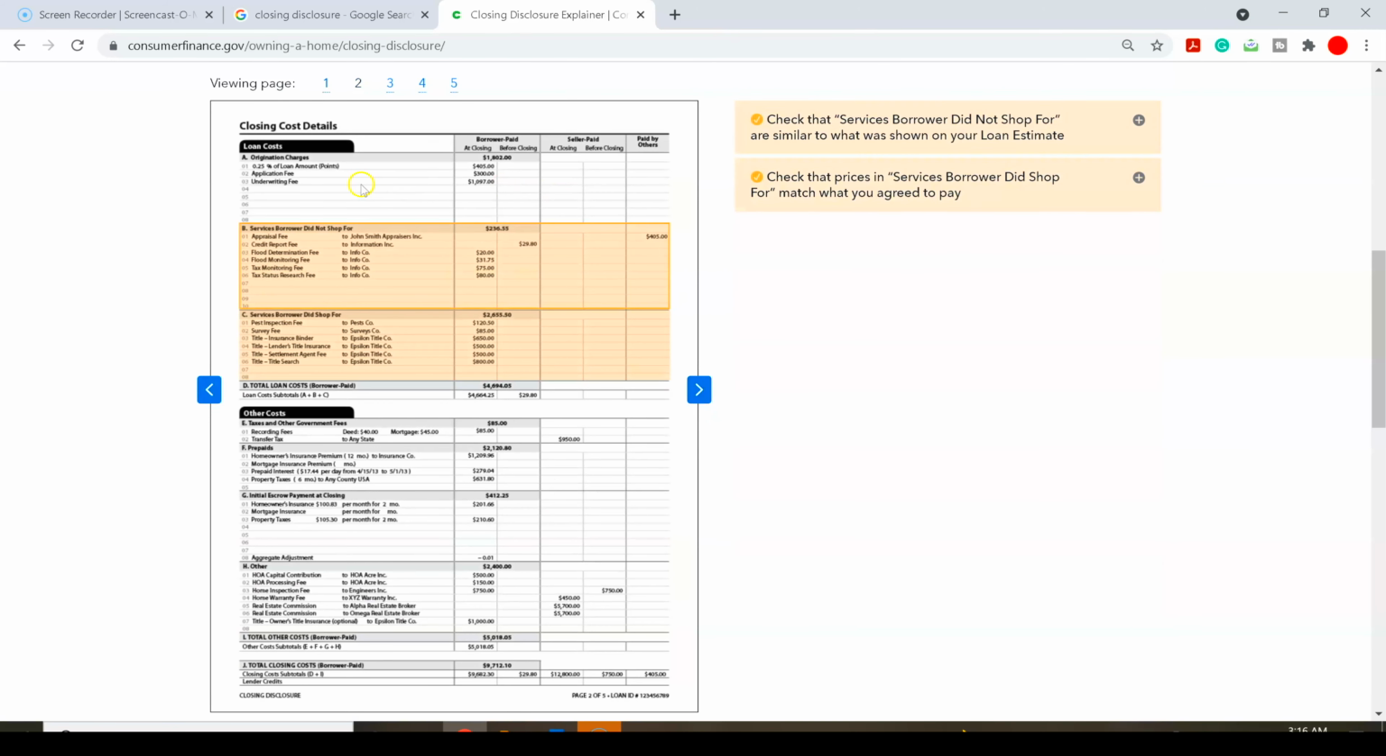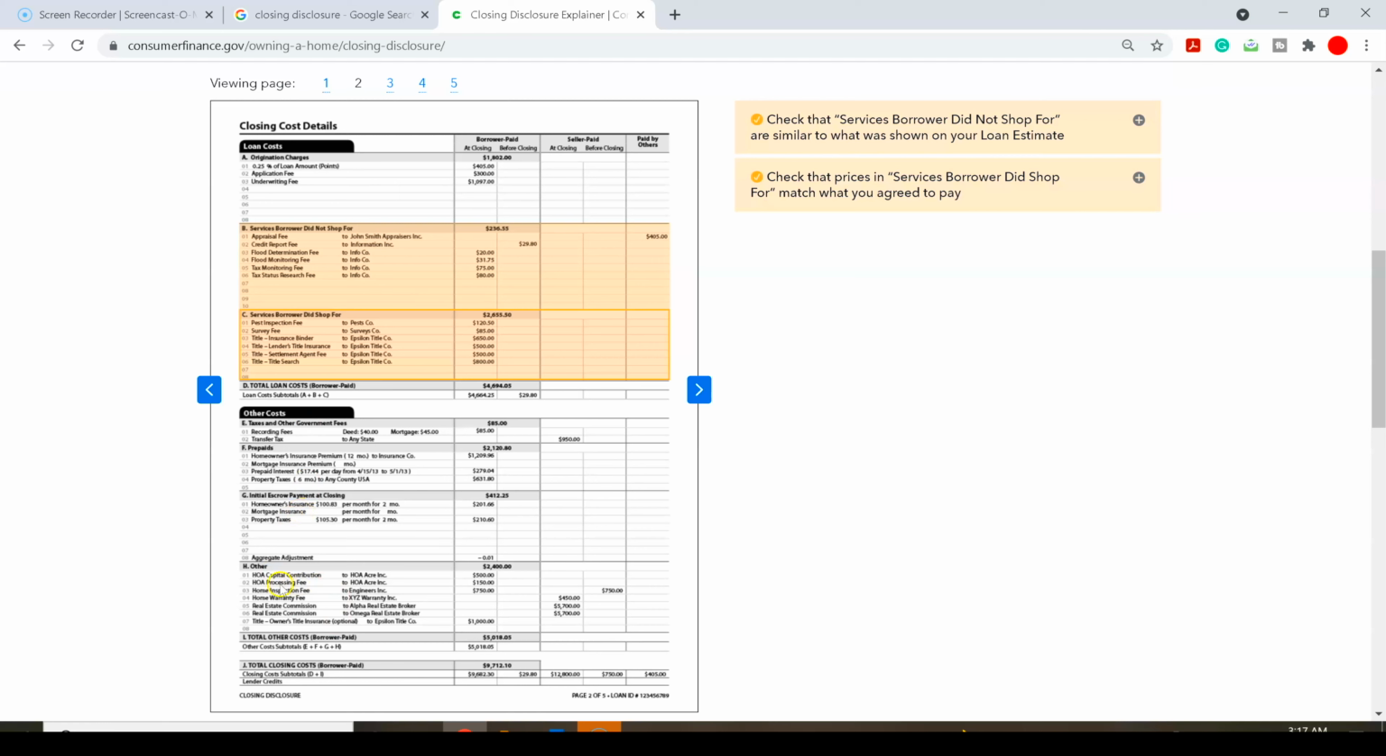On the second page, you're going to have a breakdown of all your fees. This is the origination charge. These are the fees that are not allowed to change. These are the fees that may change, but more than likely will not change. These are the fees that can change up to 10% typically.